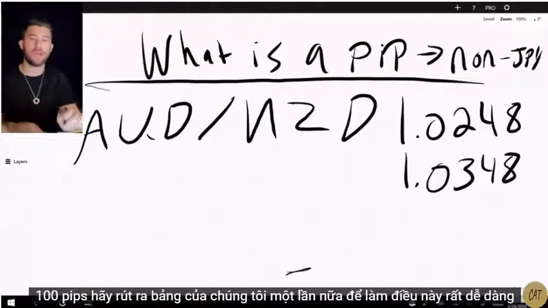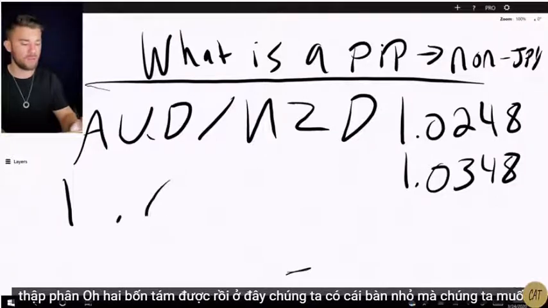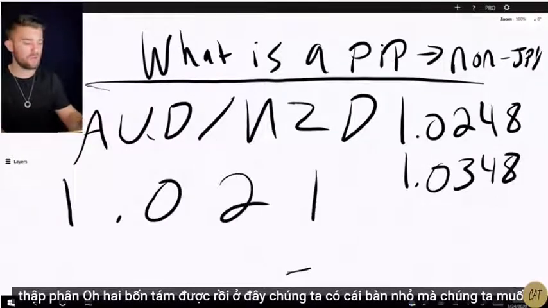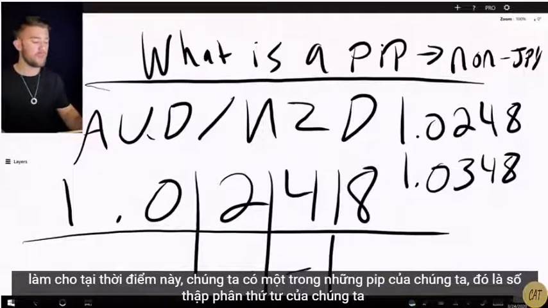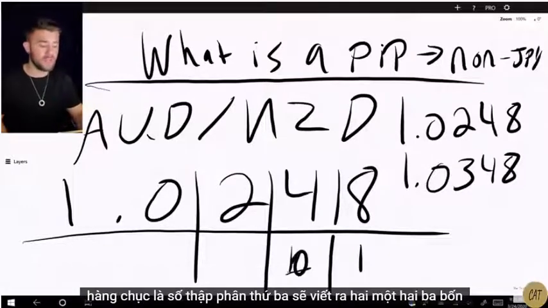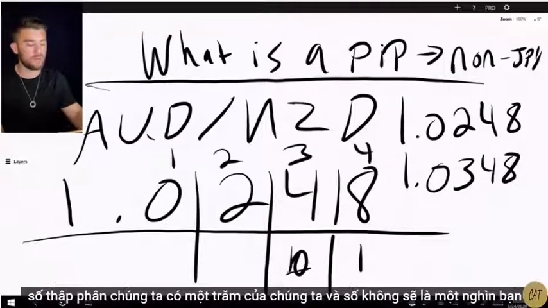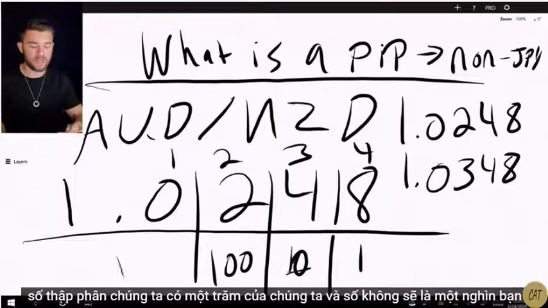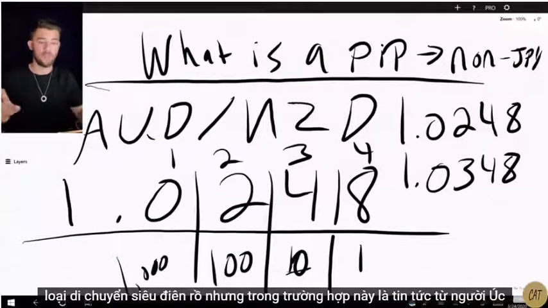Let's draw out our table one more time to make this very easy. 1.0248. Okay? Here we have our little table that I like to make. At this point we have our 1s, our 1 pip, which is the fourth decimal. Our 10s, which is the third decimal. We'll write this out too. 1, 2, 3, 4 decimals. We have our 100s, and the 0 would be the 1000s. You don't really have to know that. That's kind of irrelevant unless we have some kind of super crazy market moves.